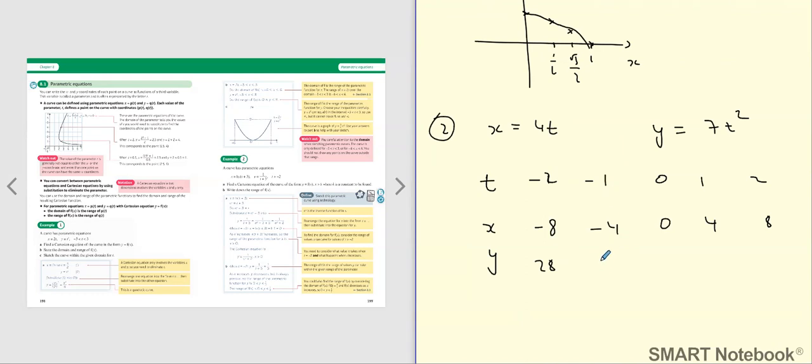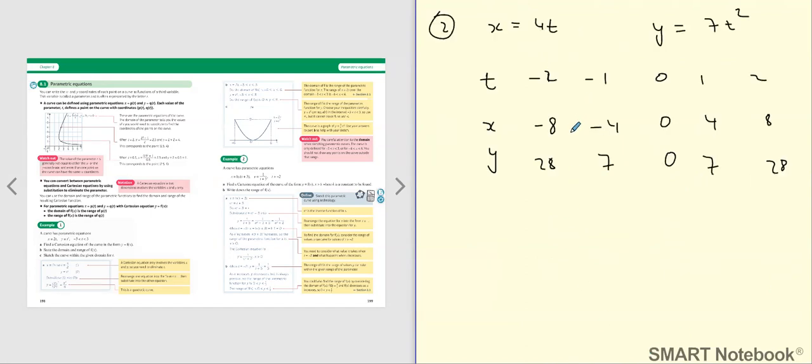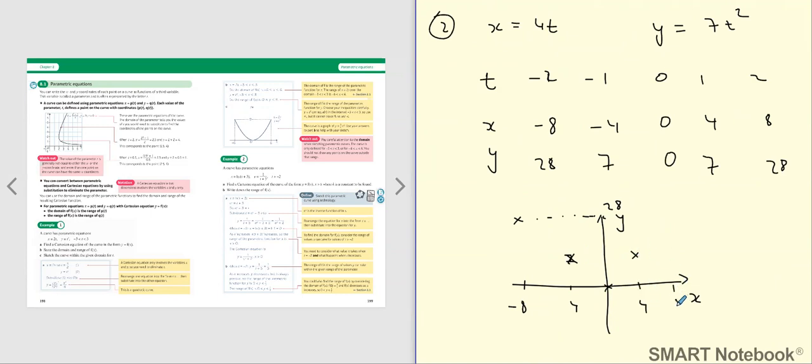-1 squared is 1, times by 7 is 7. 0 squared is 0, times by 7 is still 0. 7, 28. So now I have got x and y values. When I had an x coordinate of -8, I had a y value of 28. At -4, it was 7, and 0. And then again at 4, I've got this, and at 8, I've got this. So it's looking a bit like a quadratic, and we're going to come to check that out in a bit and understand that.